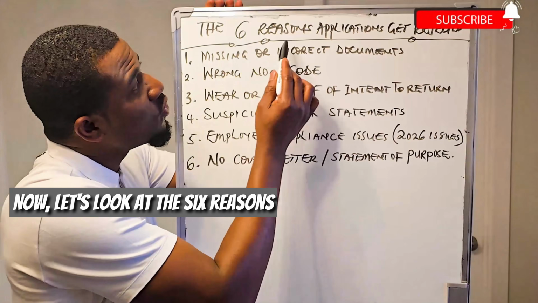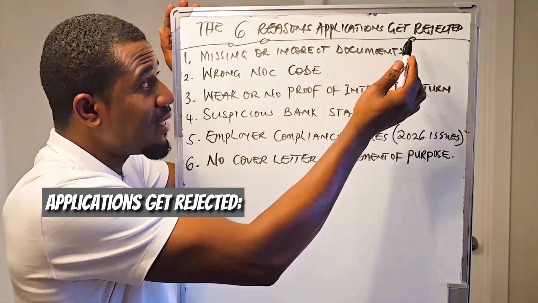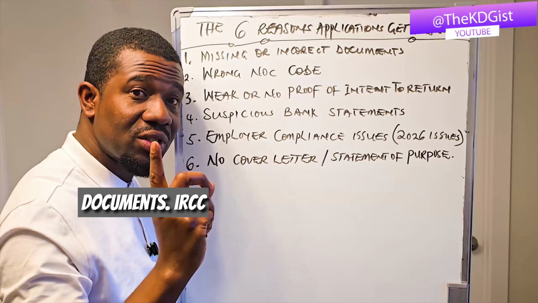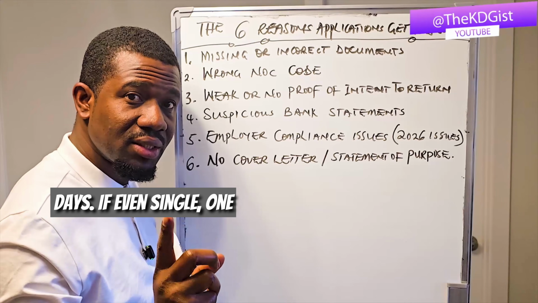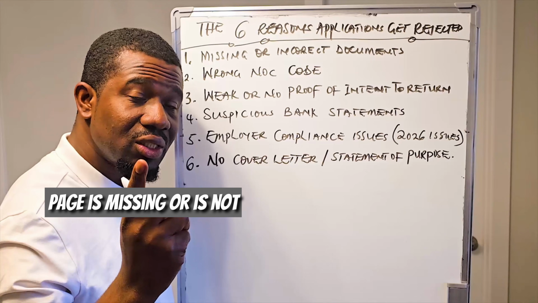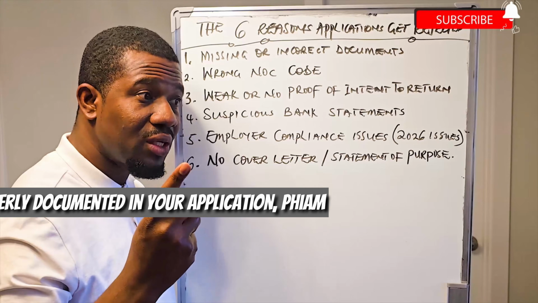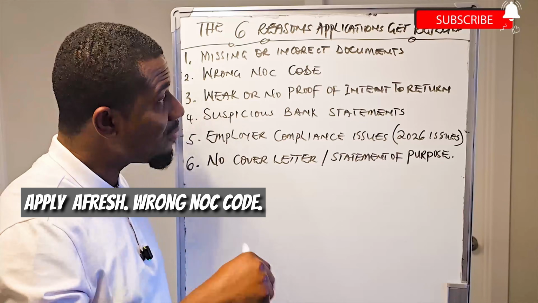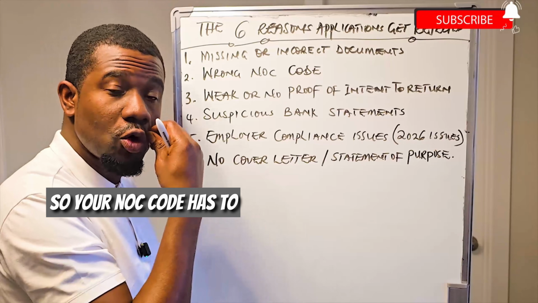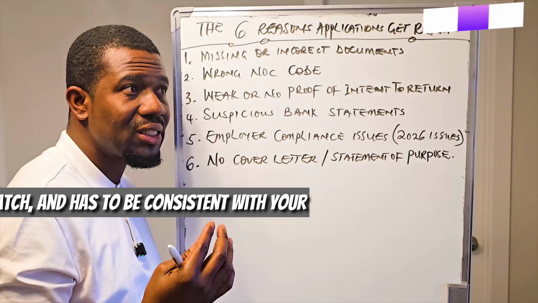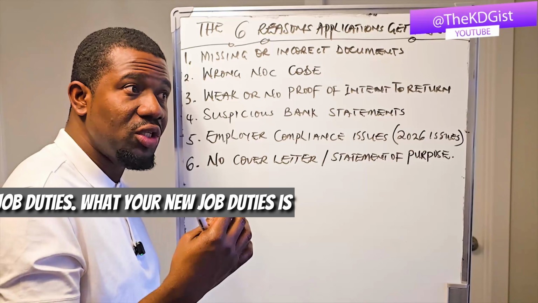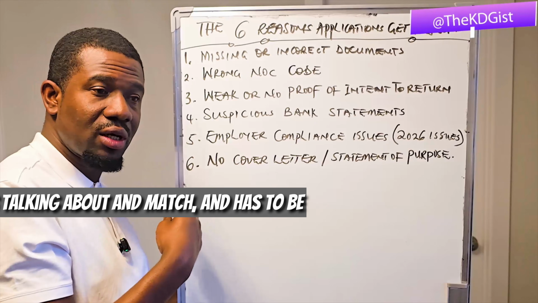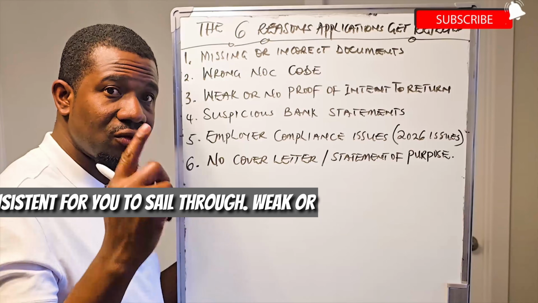Now let's look at the 6 reasons applications get rejected. 1, missing or incorrect documents. IRCC officers are not joking these days. If even a single page is missing or not properly documented in your application, they return it back to you and you have to apply afresh. 2, wrong NOC code. Your NOC code has to match and be consistent with your job duties, what your new job duties say and what the job duties of where you're coming from say.